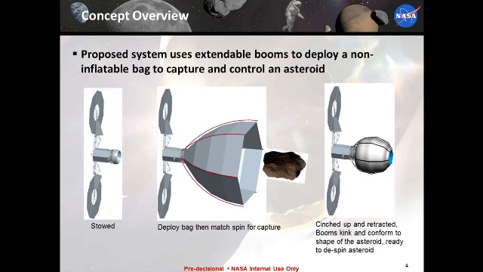And the kicker here is to be able to conform to the shape, use the cinch lines, and allow the booms to actually bend and conform to it. We don't need to keep the booms in their extended configuration in their pristine shape. Allow them to conform to the boulder as it contracts.